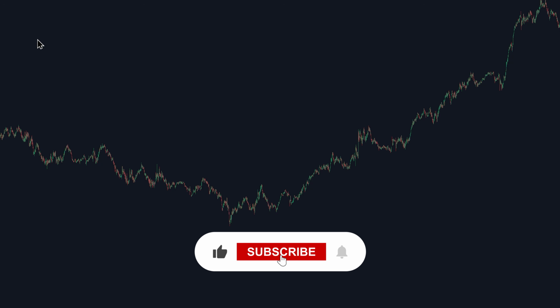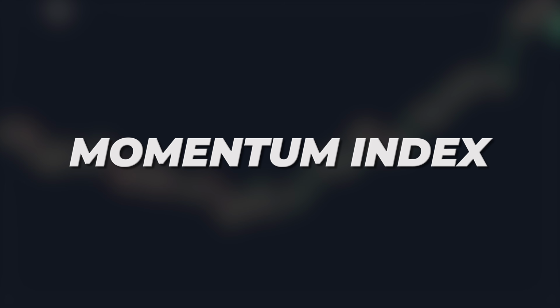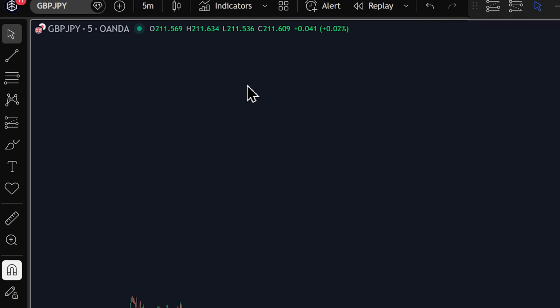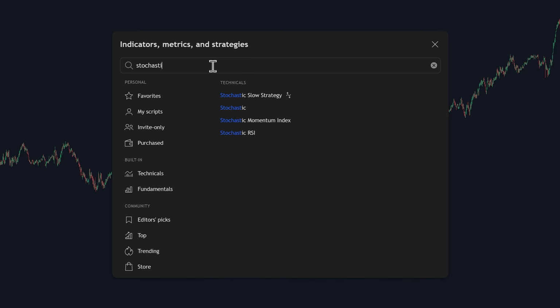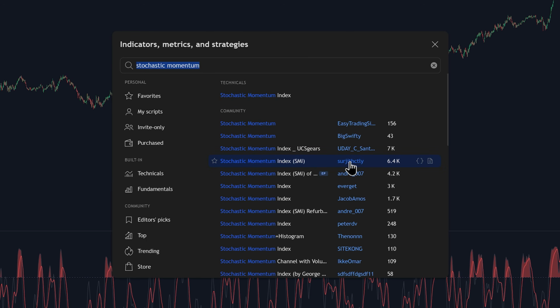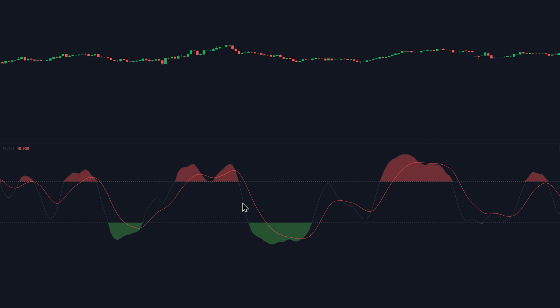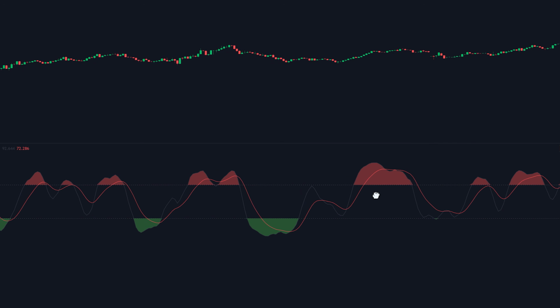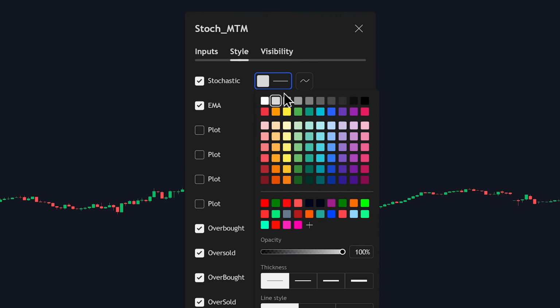Let's get into it. Now, the indicator that we're talking about is called Stochastic Momentum Index, or SMI. To add it to our chart, we're going to open the Indicator Search tab and type in Stochastic Momentum Index and select this one by this TradingView user. Now, after adding this indicator to our chart, there's going to be this dark line right here that is not visible because of the dark mode on TradingView. So let's access the settings and change its color to white as well as other settings.